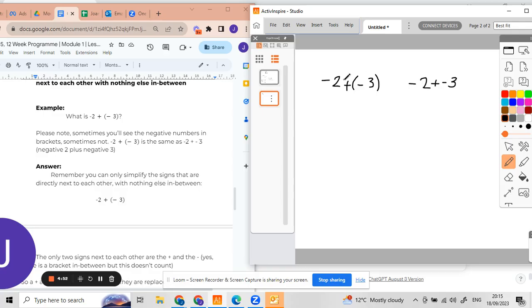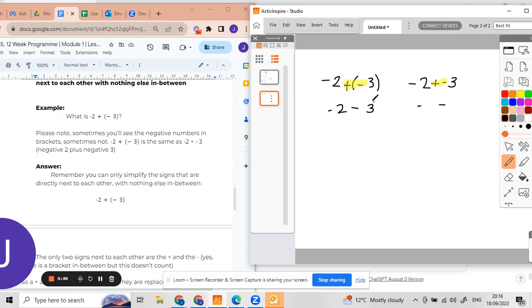Now, remembering our simplifications here. So the positive and the negative directly next to each other, ignore the bracket, that's not anything, that is nothing, makes a negative, okay? So that's the first thing I'd correct. Sometimes I get students to highlight it even. Whenever you see a sign directly next to each other, highlight it, make it really clear that they're the only ones that are going to be replaced, and they're replaced with a subtract. Okay, so -2, subtract 3.